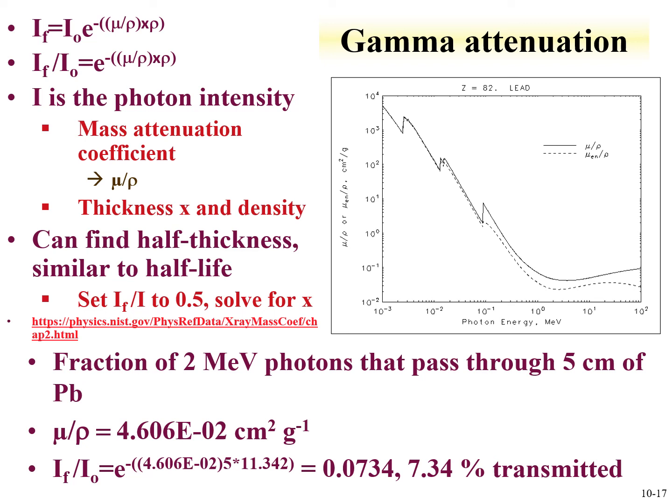As a simple example, one can determine what fraction of 2 MeV photons survive passing through 5 centimeters of lead. One can go to, again, the NIST database, look at the X-ray mass attenuation coefficients for 2 MeV photons. The value is shown here. One plugs this into the equation, where the intensity final divided by the intensity initial is equal to e to the minus the mass attenuation coefficient times 5 centimeters of lead times the density of lead, and it equals about 7.3%. So 7.3% of the photons pass through that lead.